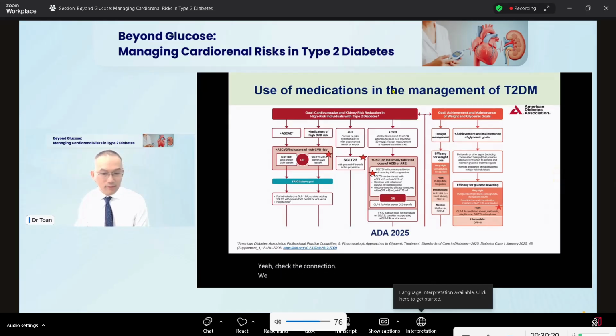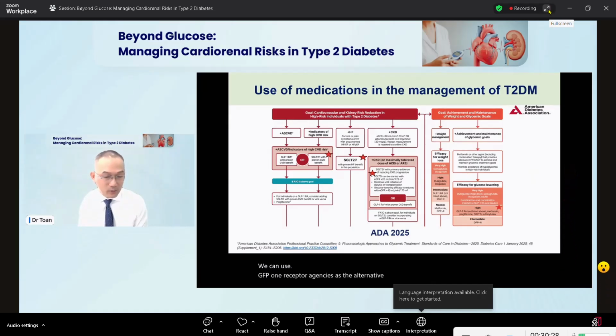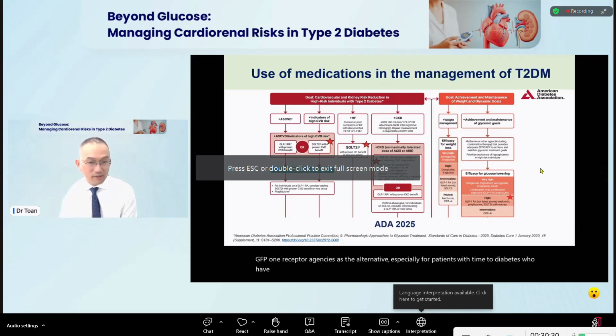GLP-1 as the alternative, especially for patients with type 2 diabetes who have a kidney or cardiovascular disease.